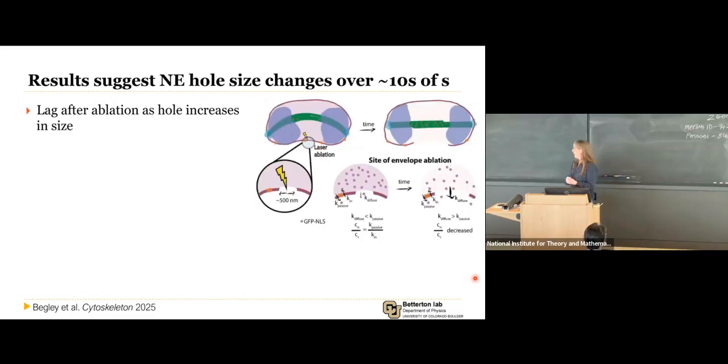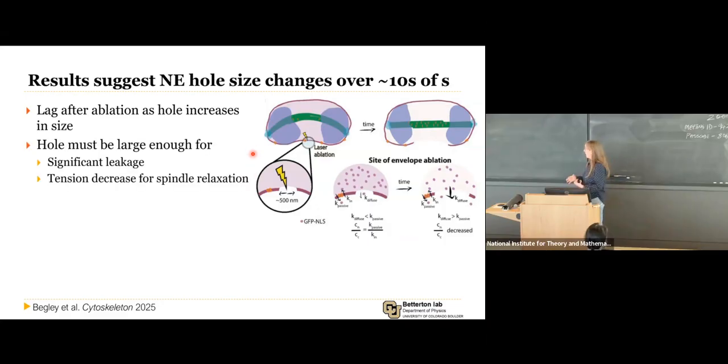So what we think is that the exponential decay is a result of the hole in the nuclear envelope growing over timescales of tens of seconds. There's an initial lag as the ablated hole starts to increase in size, because the hole must be large enough for significant leakage to happen versus just what would happen with nuclear transport. And that hole growing significantly is also what's allowing the tension to decrease enough for the spindle to start to mechanically relax, okay?